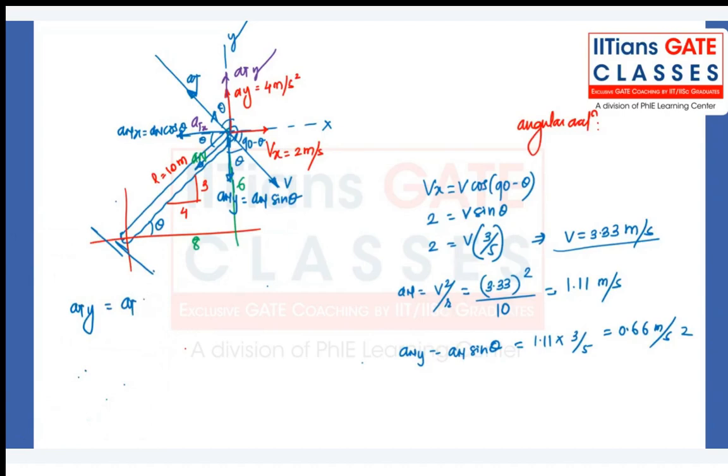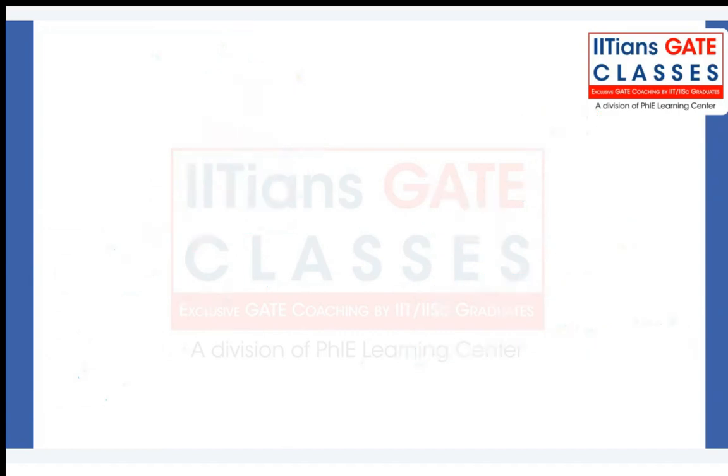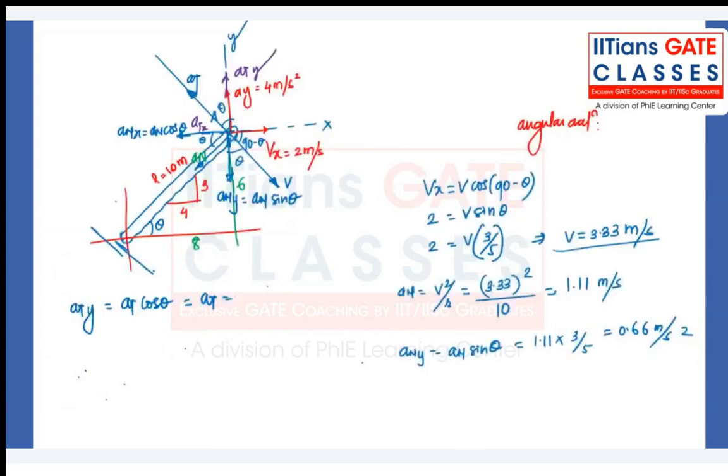Right? And cos theta, we already know that is base divided by hypotenuse. So 8 by 10 or 4 by 5. So AT multiplied by 4 by 5, or you can say 0.8 times AT. So ATY is 0.8 times AT.